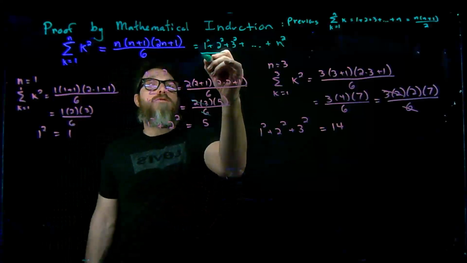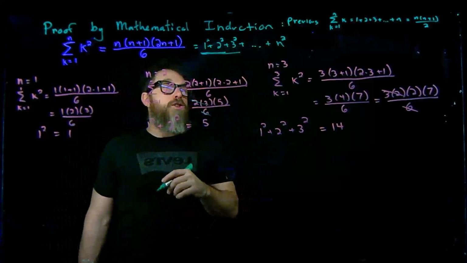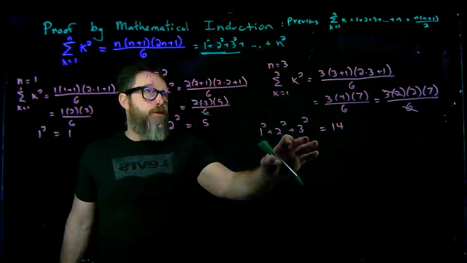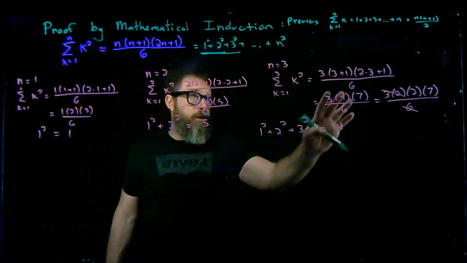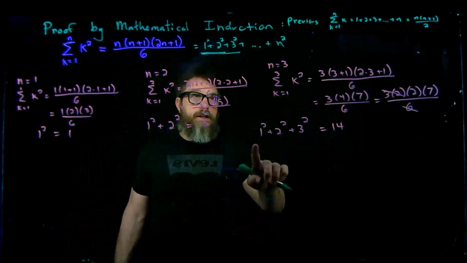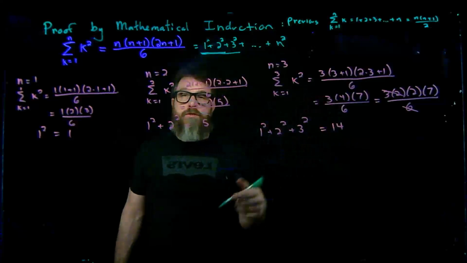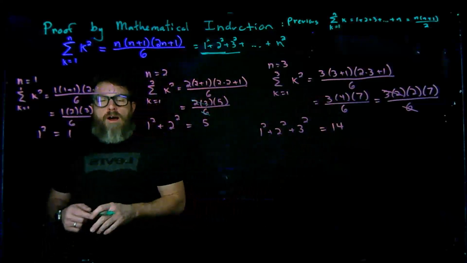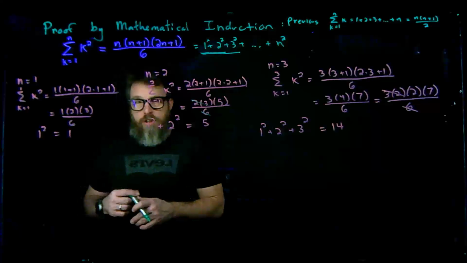And then finally the last one, just to double check, the first three: 1 squared plus 2 squared plus 3 squared adds to 14, and using the exact same formula, it gives us 14 as well. Now, with mathematical induction, this is what we're going to have to do.